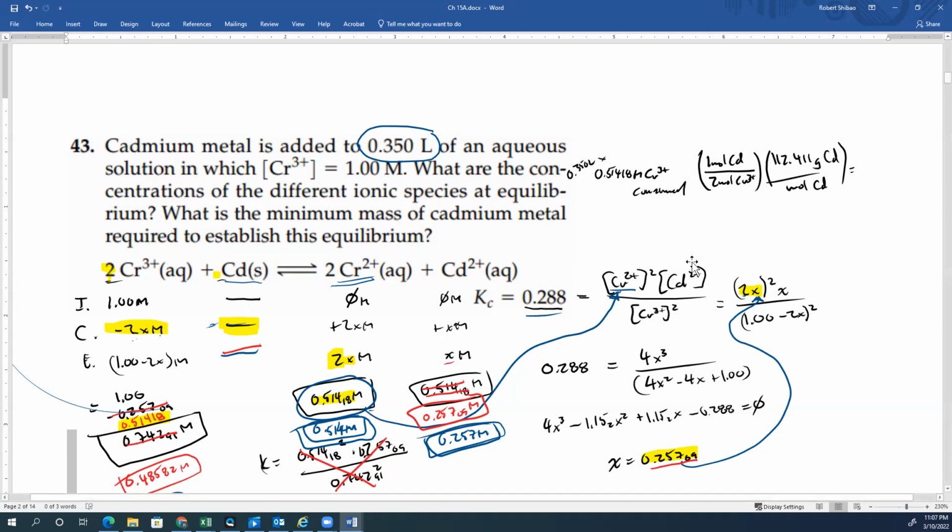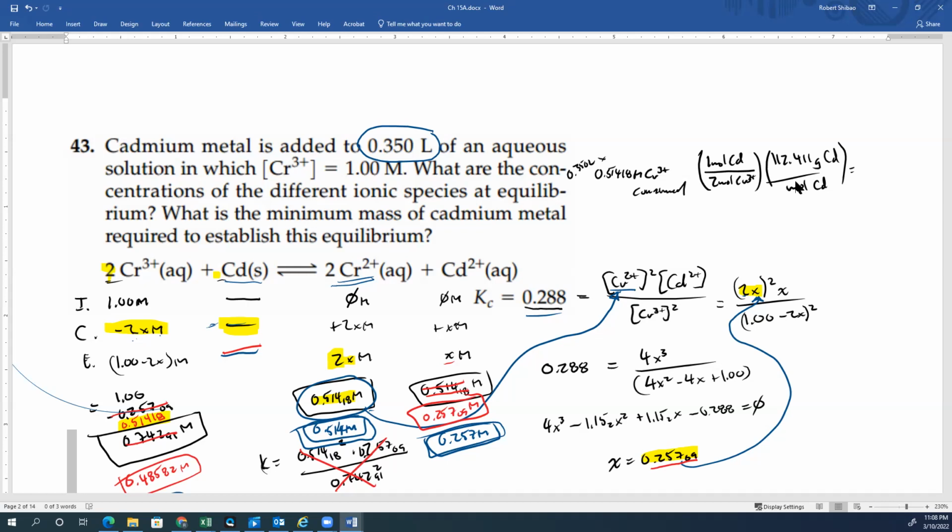So this is going to tell us how many moles of chromium 3 plus were consumed. And then based on the mole ratio, we can figure out how many moles of cadmium were consumed. And then we can convert that to grams of cadmium here. So I'll take 0.35 times 0.51418 moles per liter of chromium 3 plus, divided by 2, times 112.411.